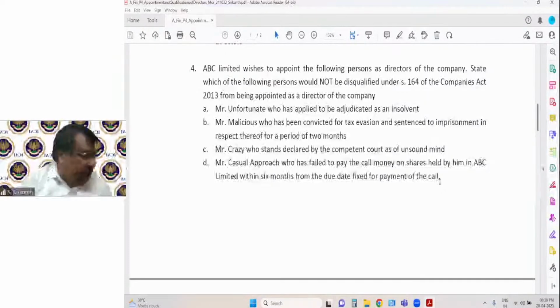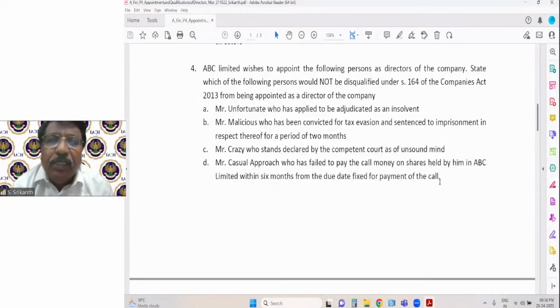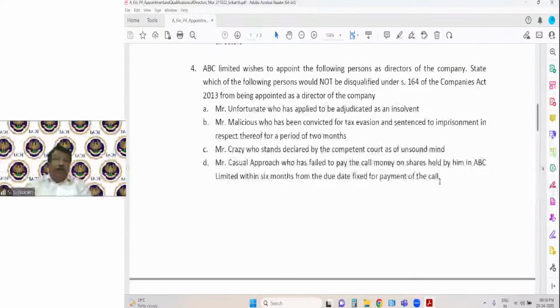I'll wait for your answer and then move. Mr. Unfortunate, who has applied to be adjudged as insolvent. Mr. Malicious, who has been convicted for tax evasion and sentenced to imprisonment in respect thereof for a period of 2 months. Mr. Crazy, who stands declared by the competent court as of unsound mind. Mr. Casual Approach failed to pay the call money on shares held by him in ABC Limited within 6 months.